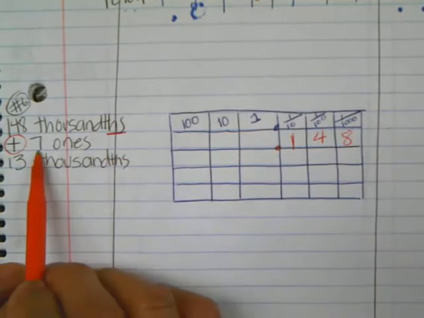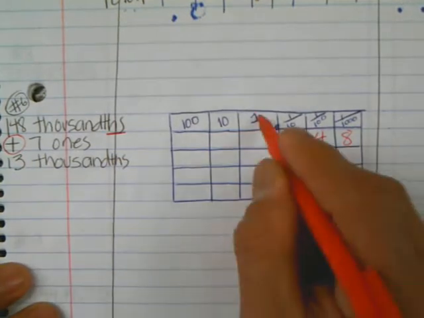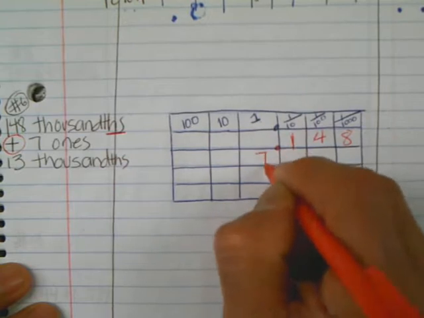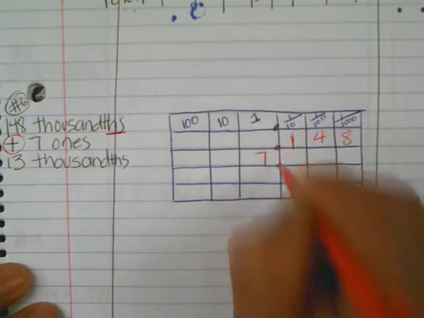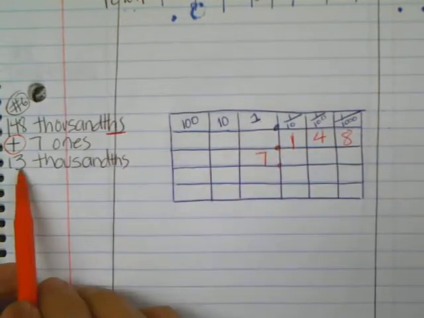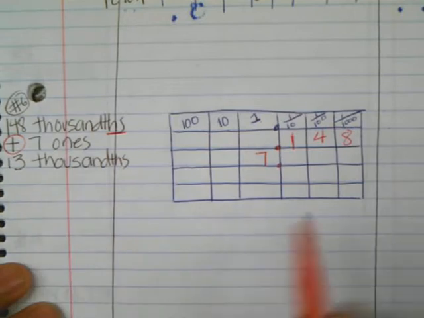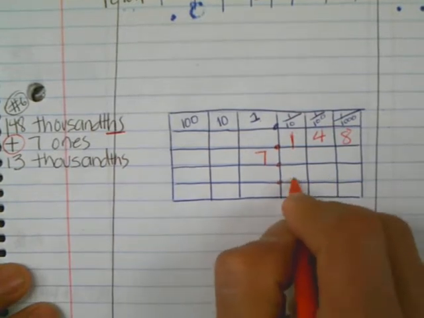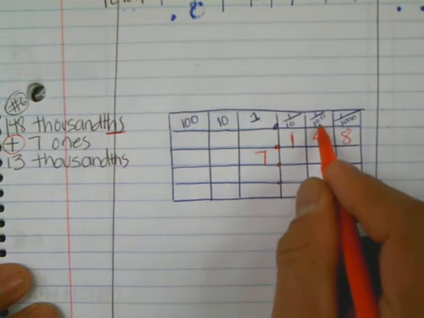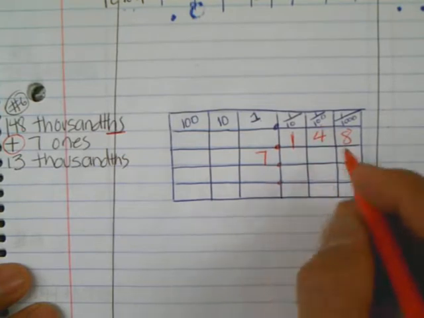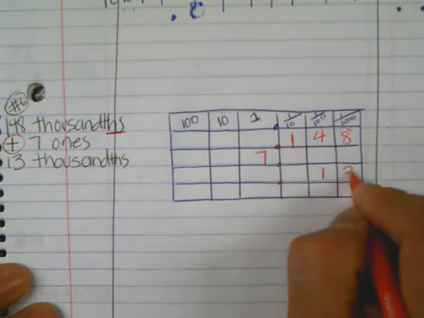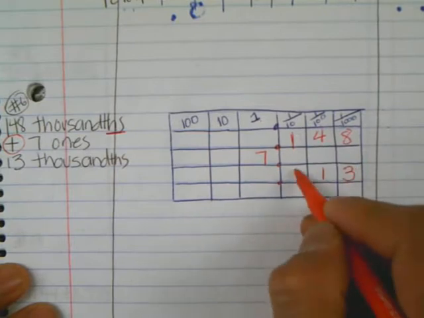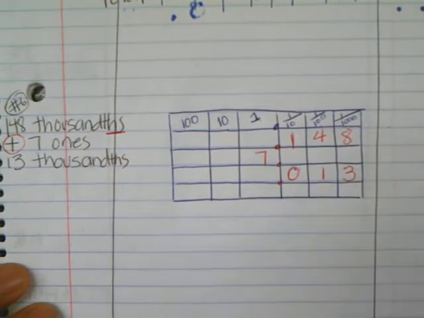This one is 7 ones. 7 ones are right here, so I'm just going to write 7 ones. And 13,000. So I cannot write 13 here because this will be 13 hundredths. But it is 13,000. So I'm going to write it here. And now I have 0 tenths here.